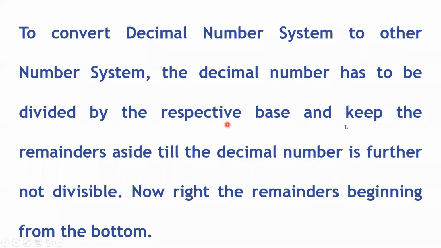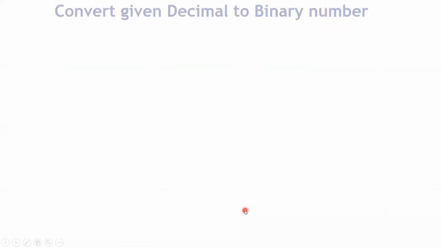So when you go on dividing, you will be left with the remainders. The remainders should be kept aside till the decimal number is no longer divisible. Means if I go on dividing, then the last number should not be divisible by the respective base. Till that you need to continue that process. Now what you are supposed to do, all remainders are there. From bottom to top, we are going to write those remainders.